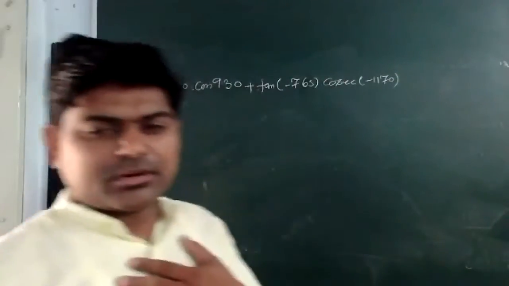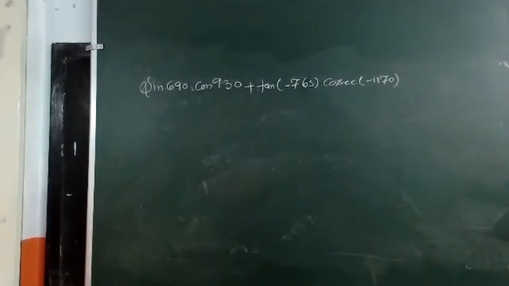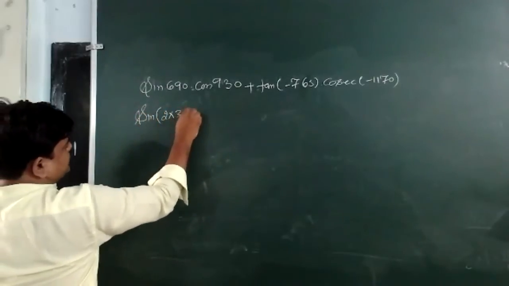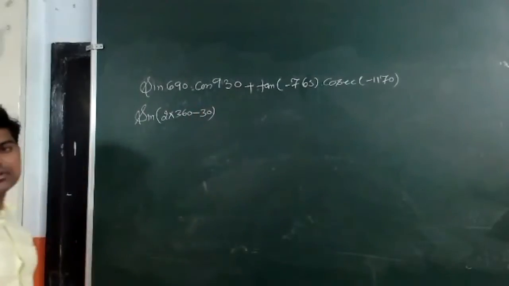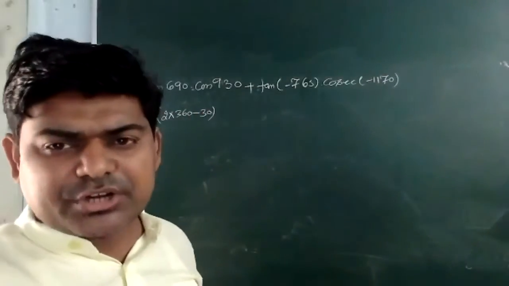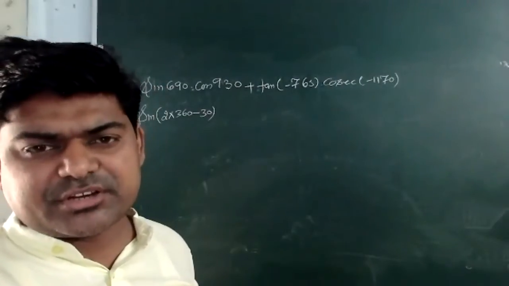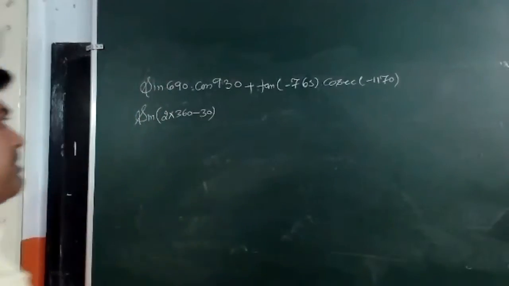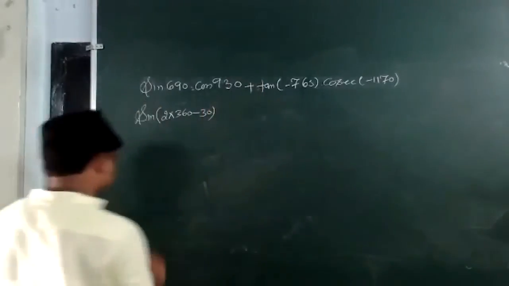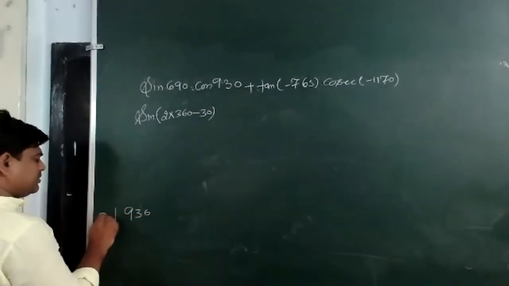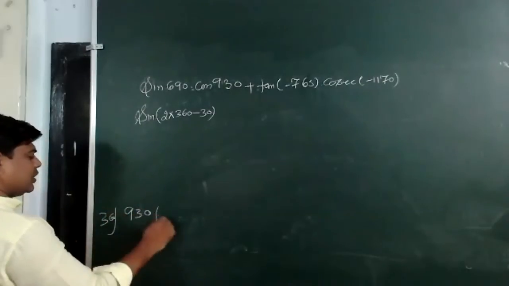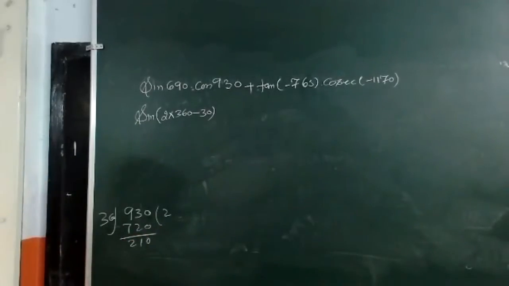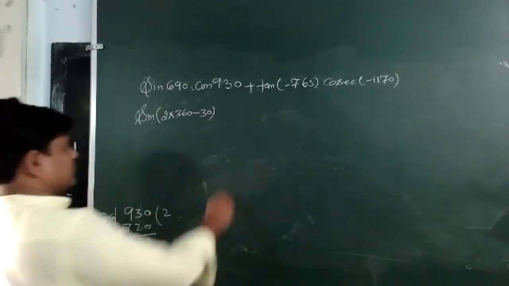Now, all of you please listen carefully to what I want to say. This one can be written as 2 into 360 minus 30, because 2 into 360 is 720, and 720 minus 30 is 690. Am I correct? Okay. Now I have 930. There are two ways. 930 divided by 360 goes 2 times, 720, then I have 210.